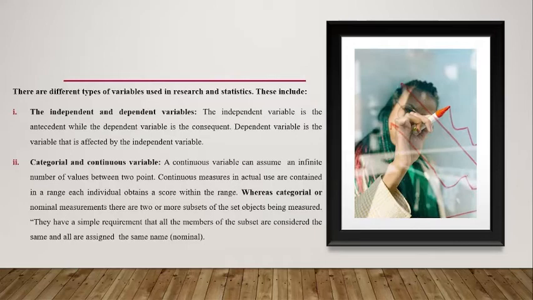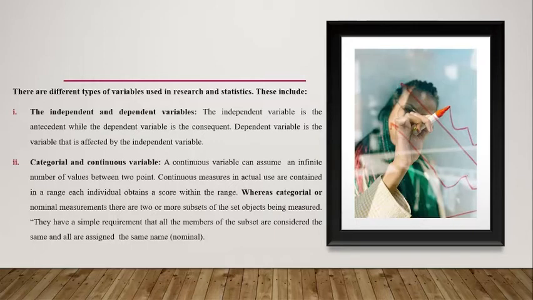The continuous and categorical variable. A continuous variable can assume an infinite number of values between 2 points. Continuous measures are contained in a range. Each individual obtains a score within a range. Whereas categorical and nominal measurements are those which consist of two or more than two subsets, and these subsets are measured in such a way that there is no order and there is no distance.